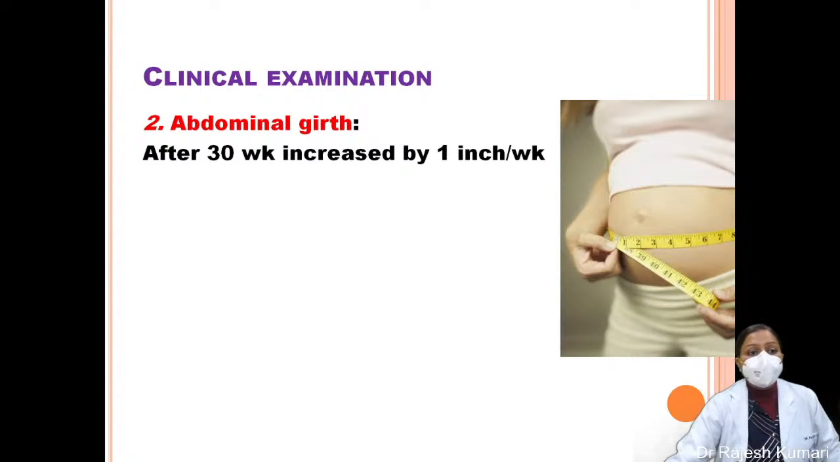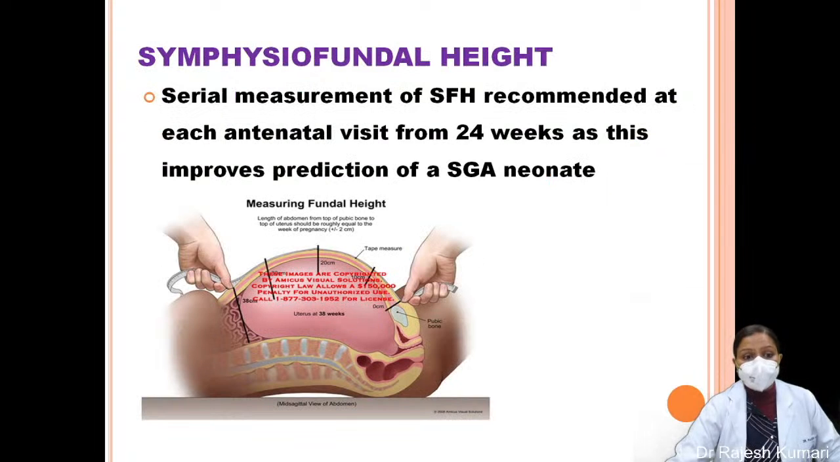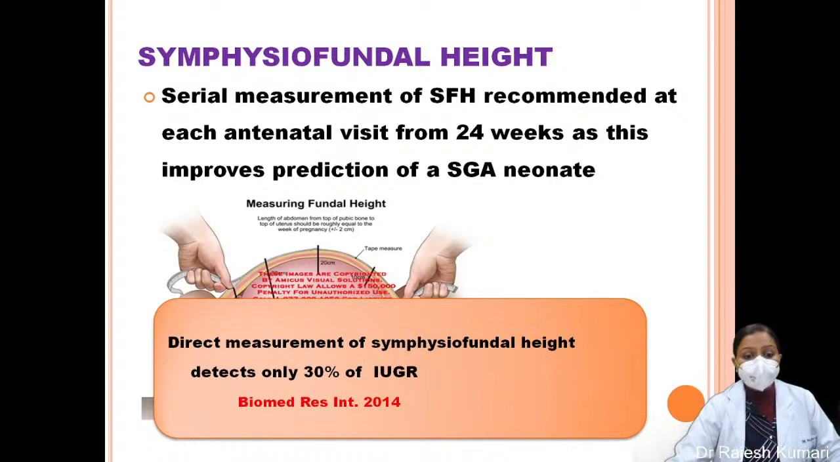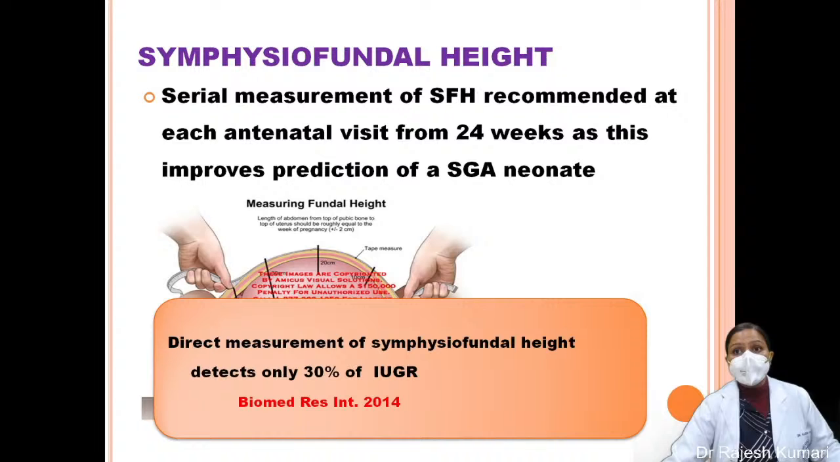Clinical examination by abdominal girth: after 30 weeks, it will increase by 1 inch per week. Symphysis fundal height: serial measurement of symphysis fundal height is recommended at each antenatal visit from 24 weeks, as this improves prediction of an SGA neonate. Direct measurement of symphysis fundal height detects only 30% of IUGR.